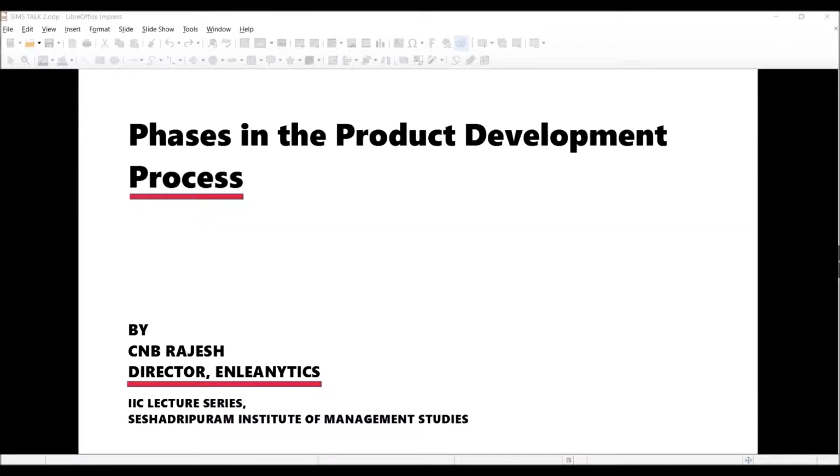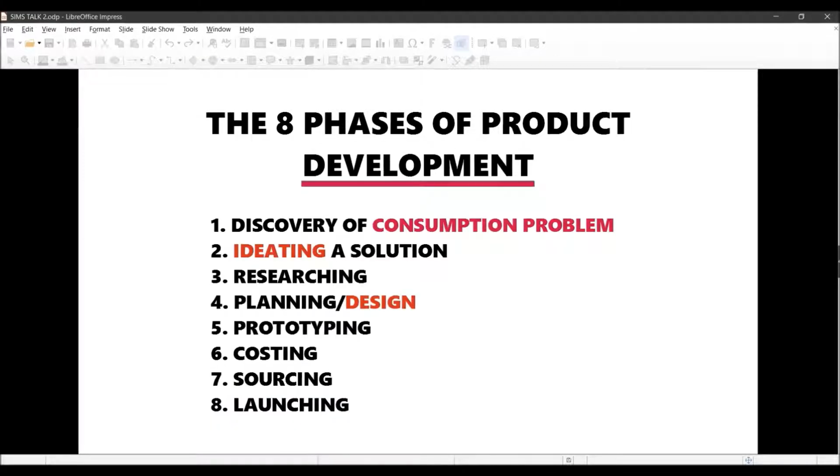There are 8 phases in the product development process. Some books might say it is 7 steps, some might say it is 9 steps or 10 steps, but more or less, I think these 8 phases are going to give us an idea of how a new product can be developed and put into the marketplace. There are 8 phases. The phases are listed here.